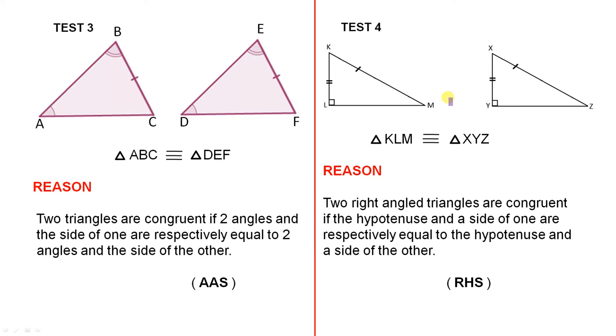And the final test, we have a right angle and a right angle. That side equals that side, and that hypotenuse equals that hypotenuse. We say the triangle KLM is congruent to triangle XYZ. And the reason? Two right angle triangles are congruent if the hypotenuse and a side of one are respectively equal to the hypotenuse and a side of the other. So we're looking at RHS, right angle, hypotenuse, side. Two right angles are equal, hypotenuse equals hypotenuse, side equals side. Move on to the next slide.